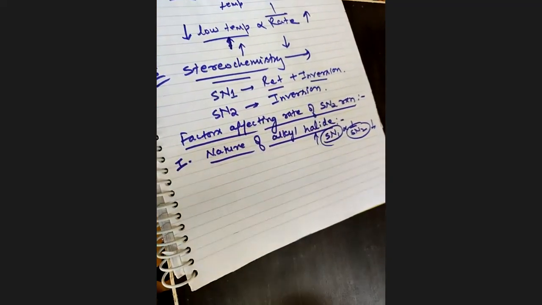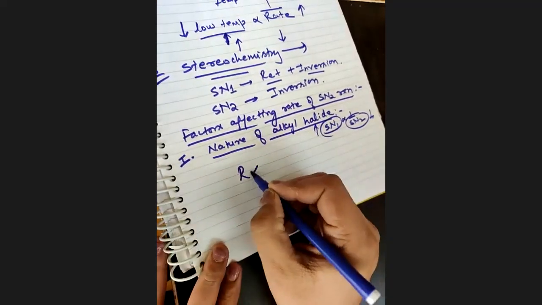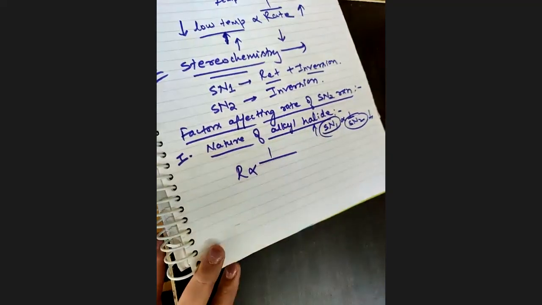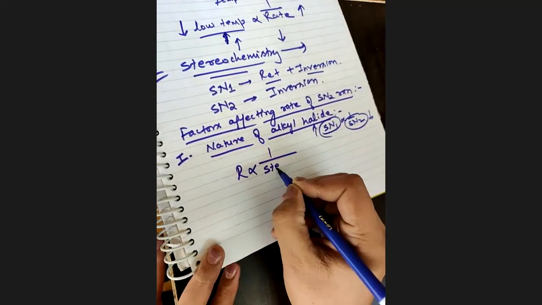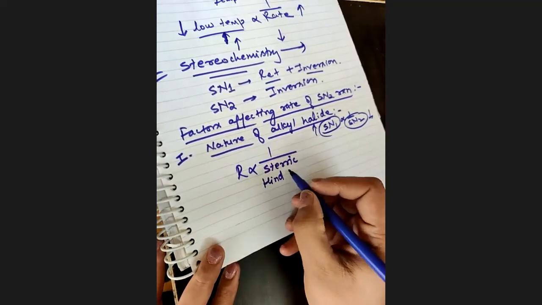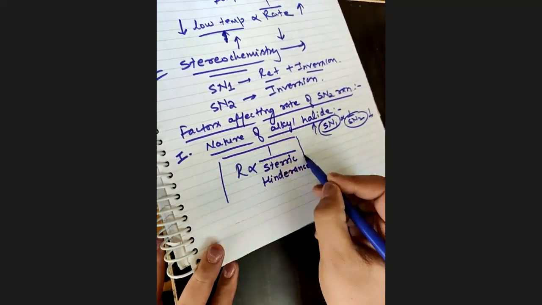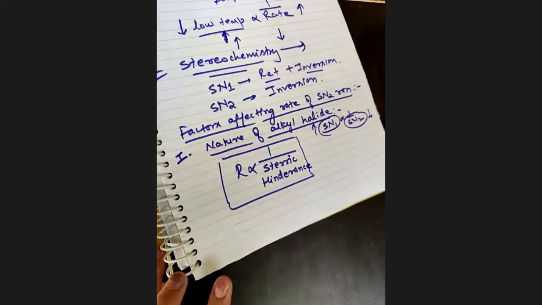There are so many factors. Let's note this down: the rate of reaction is inversely proportional to steric hindrance. Note this down. Can anyone tell me what steric hindrance is? This is the most important point. Can any one of you tell me what steric hindrance is, beta?